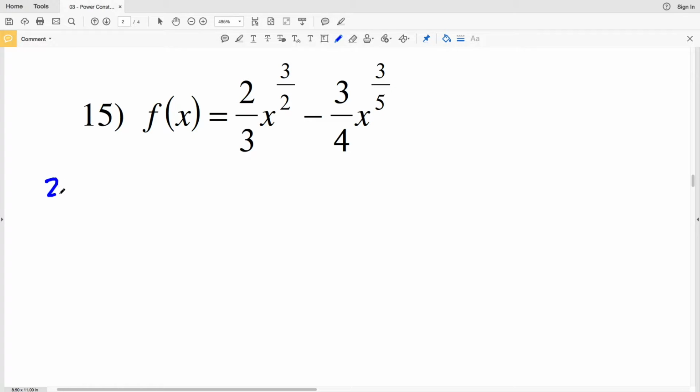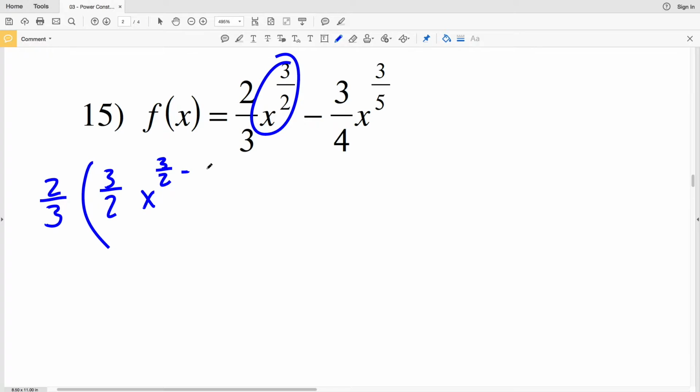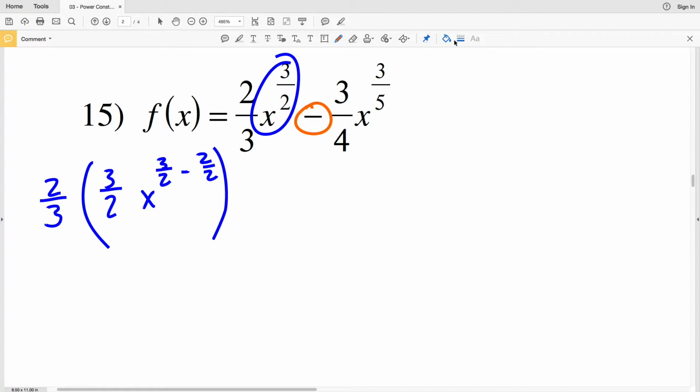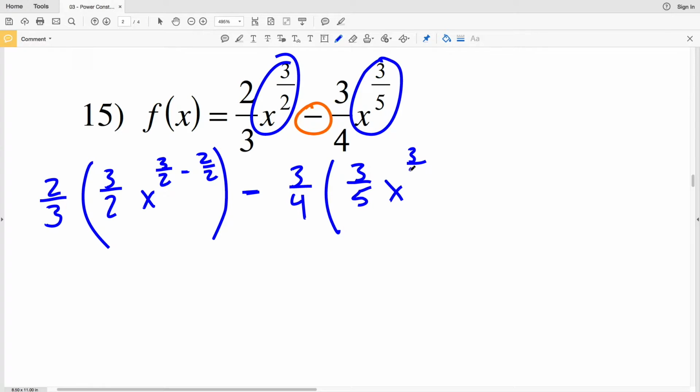So we'll have 2/3 times 3/2 times x to the 3/2 minus 1, which I'll write 1 as 2/2, and then we're subtracting the derivative of our next term, which is 3/4 times 3/5 times x to the 3/5 minus 1, which I'll write as 5/5.